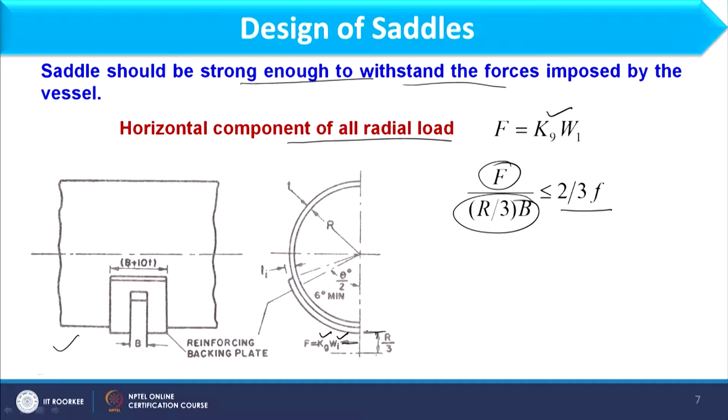So, what is B? B is the width of the saddle. So, this is the acting area for F. So, F divided by R by 3 into B should be less than or equal to 2 by 3 F, where this F is the allowable stress of the saddle material. In this way we consider all stresses in the shell, due to internal pressure or design pressure and due to the saddle, and further we have checked the strength of the saddle.